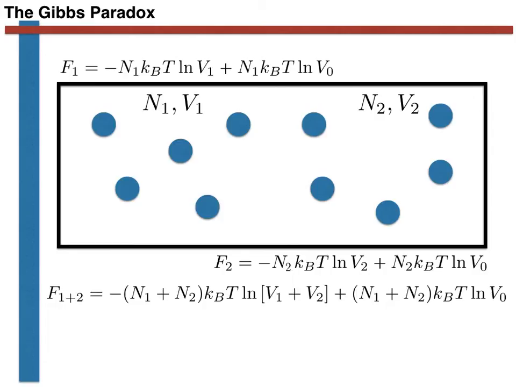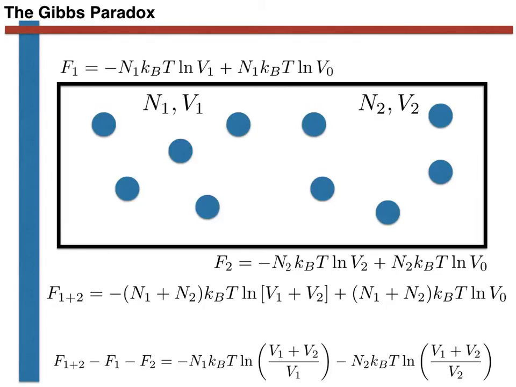If we take F1 plus 2 and we subtract F1 and F2 from this, we get the following, however. Furthermore, V1 plus V2 over V1 and V1 plus V2 over V2 are both greater than 1. The difference, shown here, is thus less than 0, which is a disaster as the free energy is supposed to be a function of state. The value of the free energy should thus not depend on the manner in which the state was prepared.